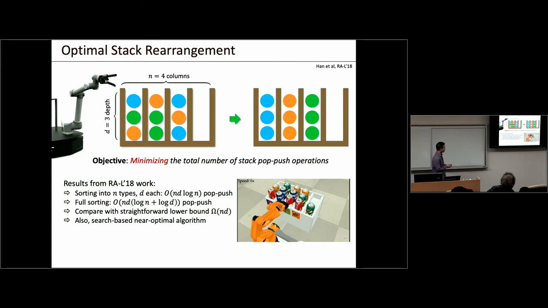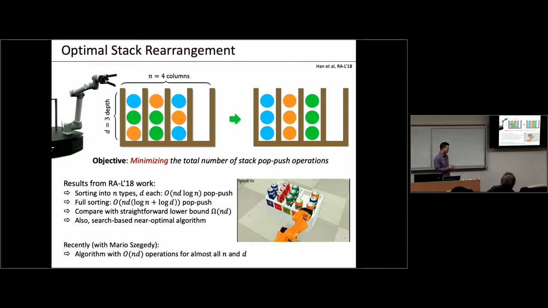We also derived some search-based near-optimal algorithm for solving this problem that scales, again, to about 20, 30 objects. So here's an illustration of a simulation where we used a KUKA robot to rearrange a bunch of soda cans. More recently, with my collaborator, we were able to actually push that upper bound to O(nD). That is, it meets the lower bound for almost all n and D. There's a small set we're still working on. We think we probably cannot get that to actually nD, so we're probably also trying to make this upper bound a little bit higher.